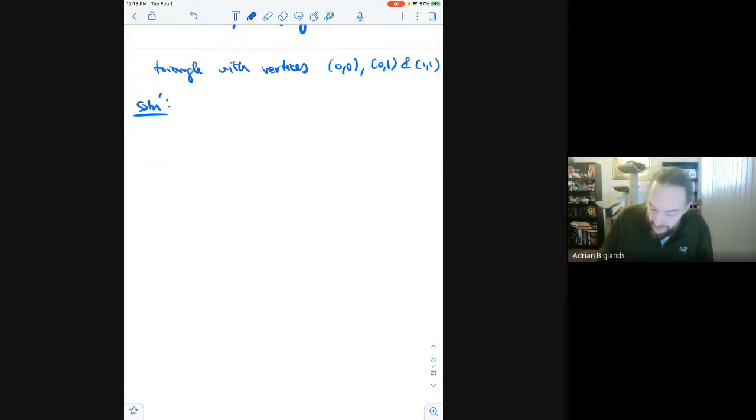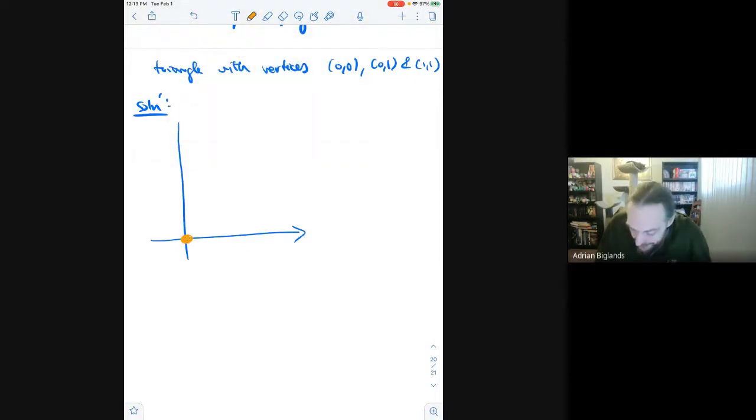All right, let's draw a picture of this. They give me the points (0, 0), (0, 1), and (1, 1). So this is the triangular region D. So this is going to be type 1. This is y equals x, and this is y equals 1.